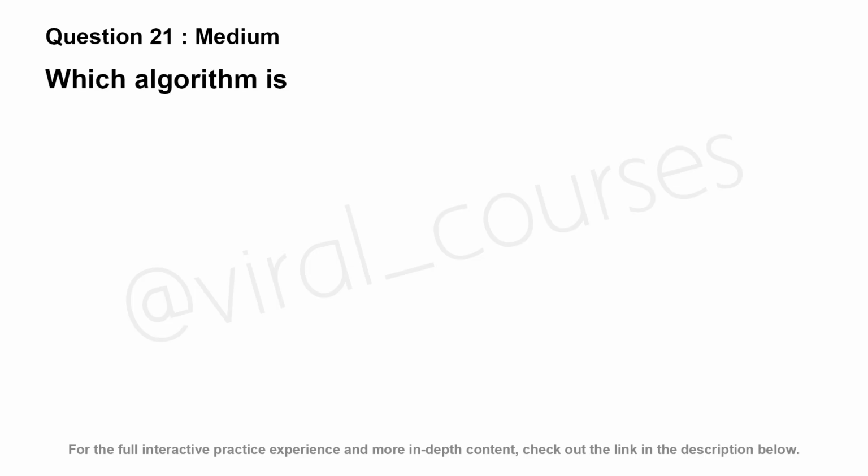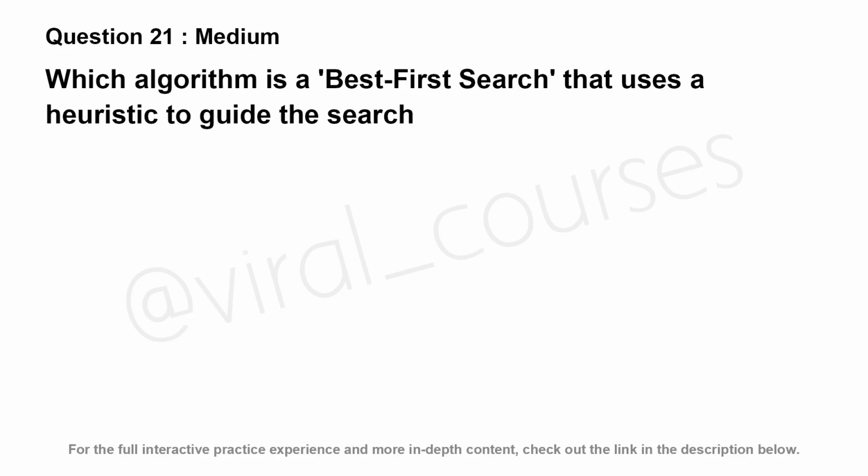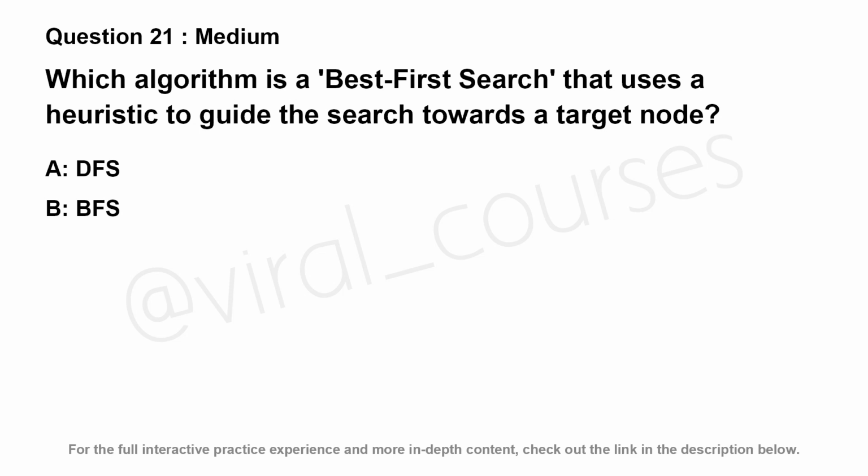Which algorithm is a best first search that uses a heuristic to guide the search towards a target node? Option A, DFS. Option B, BFS. Option C, A* search. Option D, Dijkstra's algorithm.